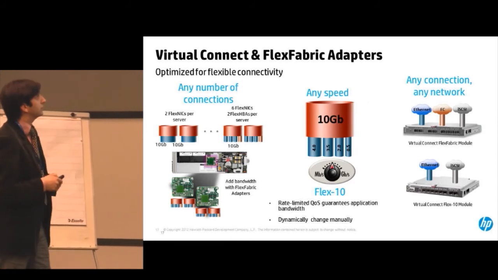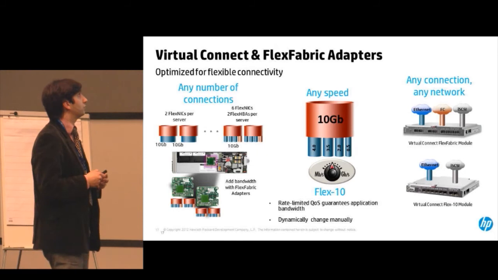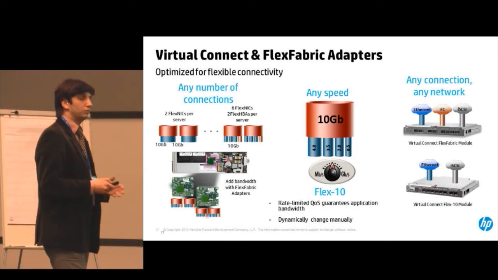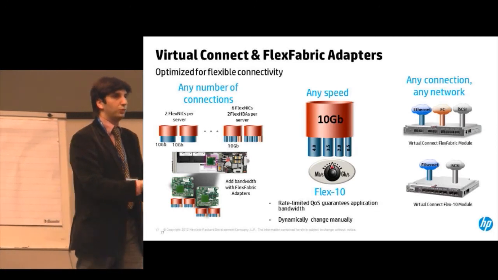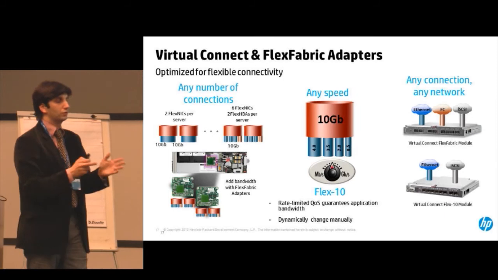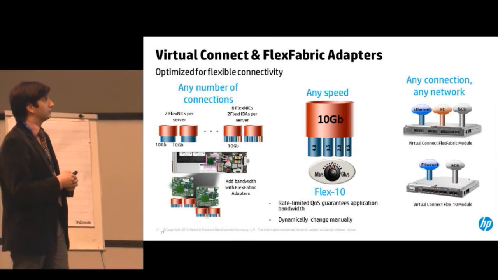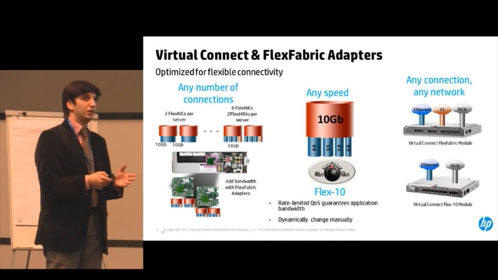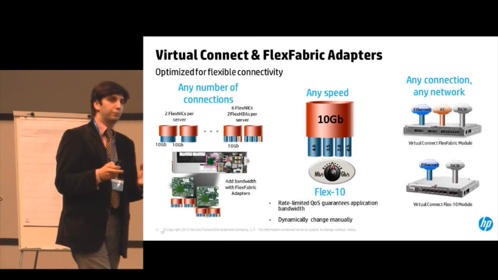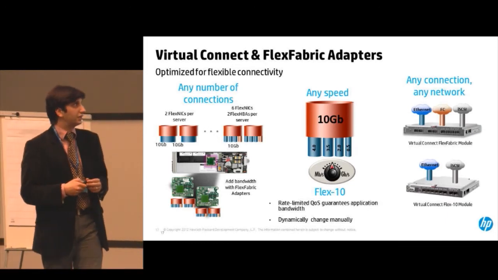So that's how the configuration might look like. Whatever way you want to use it. Do you want to utilize each port as a single connection, or you want to go all the way max to 6 Flex NICs and 2 Flex HBAs? And if the default ports are still not enough, you can add up to 2 more Flex Fabric adapters per server to bring the total bandwidth up to 60 gigabits per second.